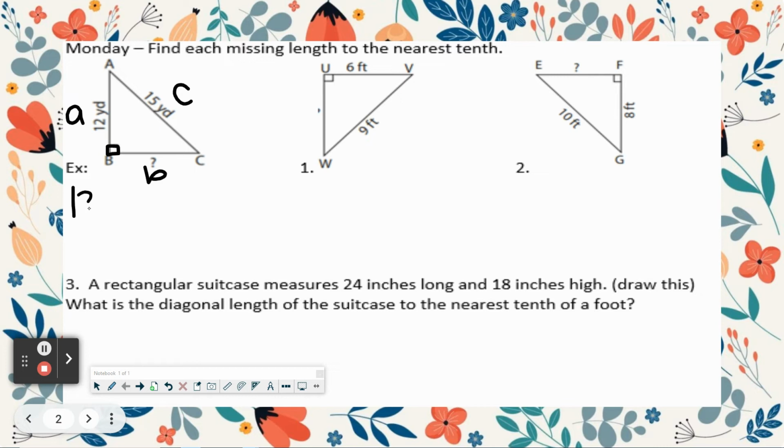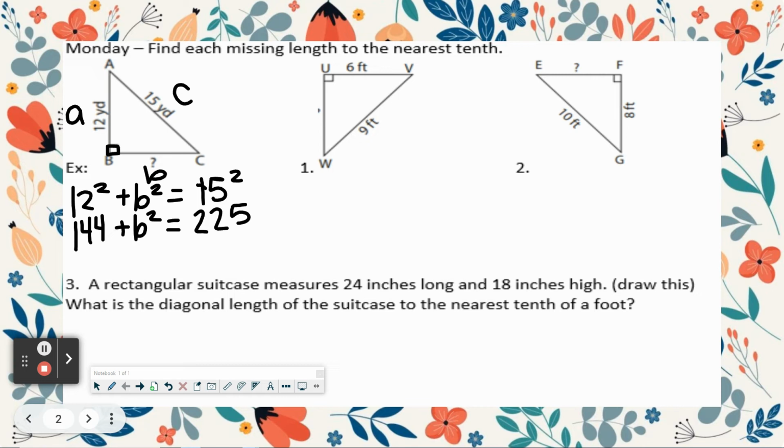So we'll do 12 squared plus B squared equals 15 squared. You're going to use your calculator to figure out what 12 squared is, and that should be 144 plus B squared. We don't know what B is, so we're going to leave it a variable. And then 15 squared should be 225. Your whole goal is to get B by itself.